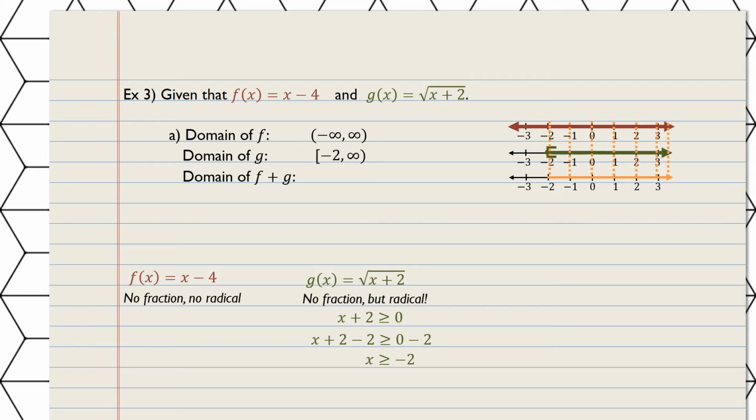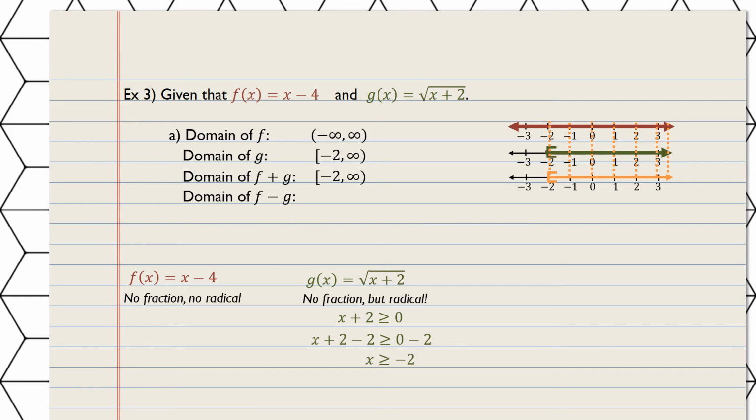Now, do they both include negative 2? Yes, which means we will have a bracket on our number line at negative 2. So the two graphs overlap beginning at the value negative 2 all the way to the right, which means our interval notation would be bracket negative 2 to infinity.